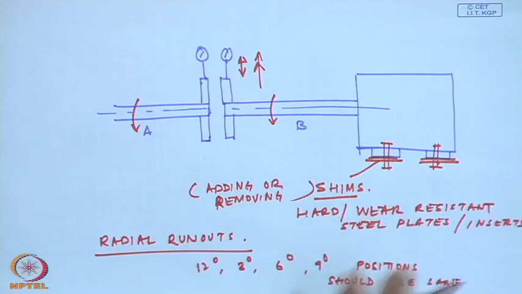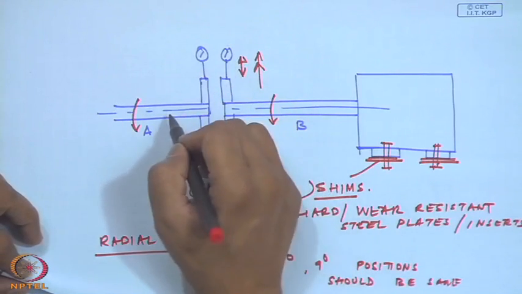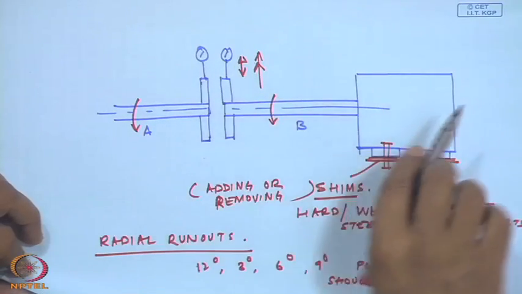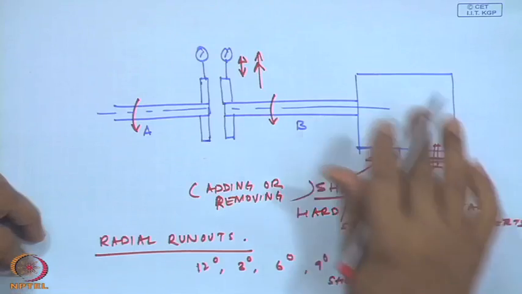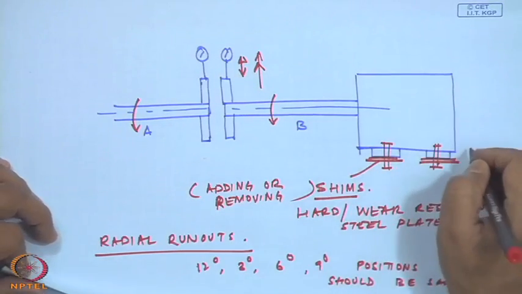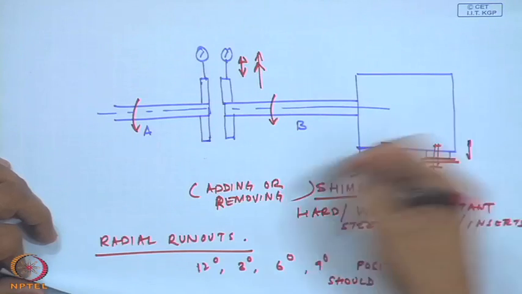So, they are concentric, okay. And relatively between shaft A and shaft B, they should also be the same. And if they are not, we have to play around with the shims to adjust the level. Maybe this is only in the vertical plane; you have to move something in the horizontal plane as well.